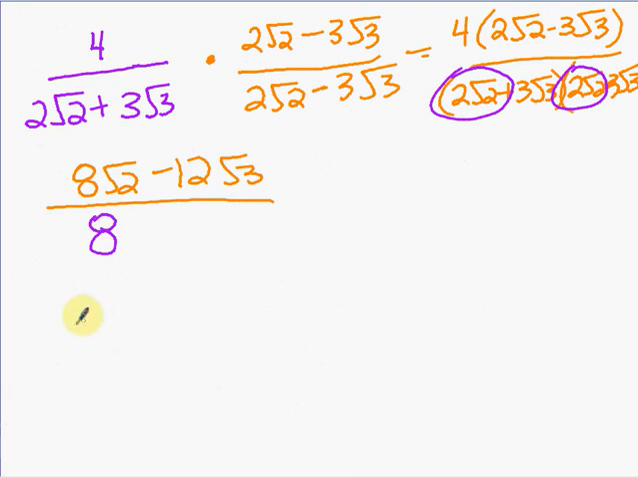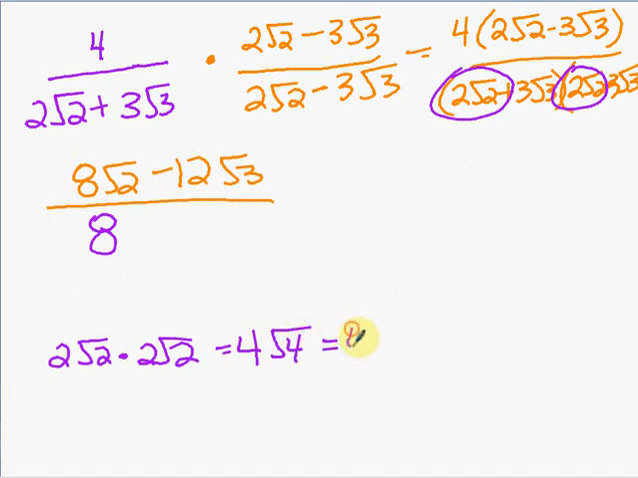How'd you get 8? Let's do it down here. 2 root 2 times 2 root 2 equals 4 root 4, which equals 4 times 2. And 8 is what that is all worth. So that's where that 8 came from. Alright? Did a little math in our heads there. A little mental math. But that's where that came from.